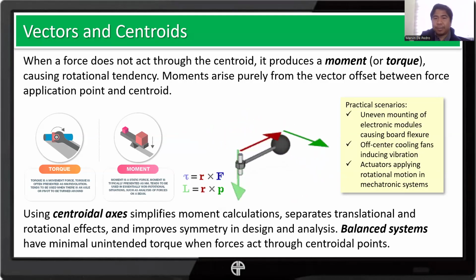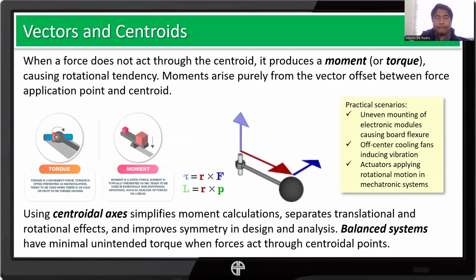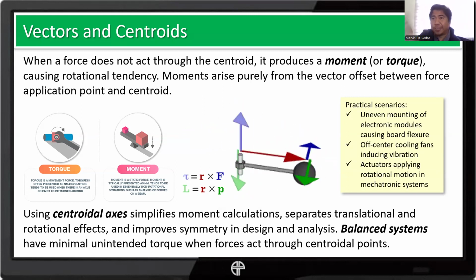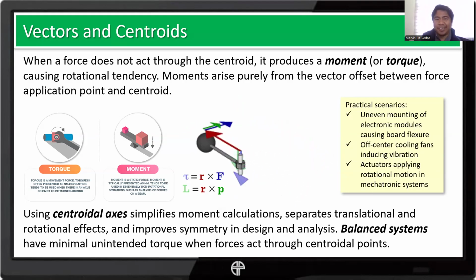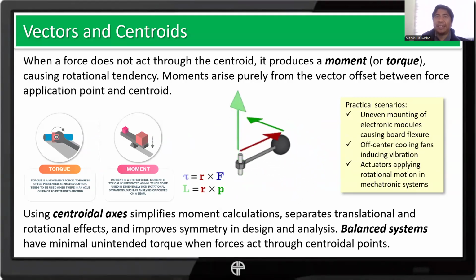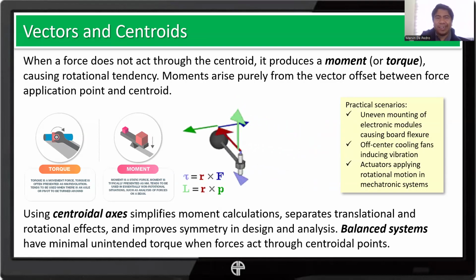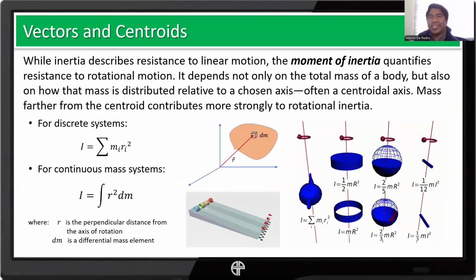Right? Because our structures like buildings and bridges are not supposed to move, they must not be subject to unintended torque, unless the building is supposed to rotate. Anyway, inertia describes resistance to linear motion. The moment of inertia quantifies the resistance to rotational motion.